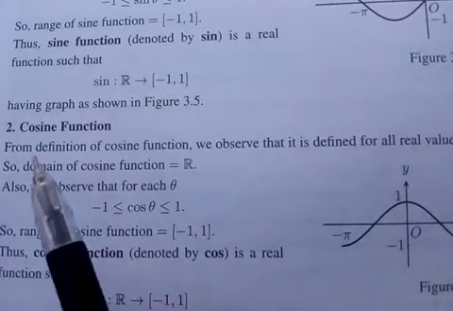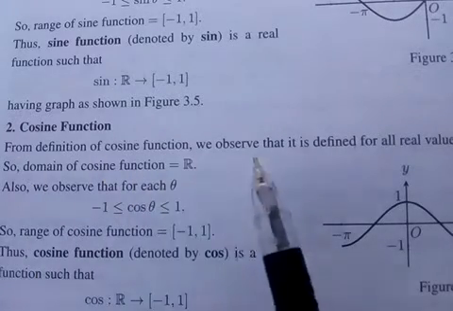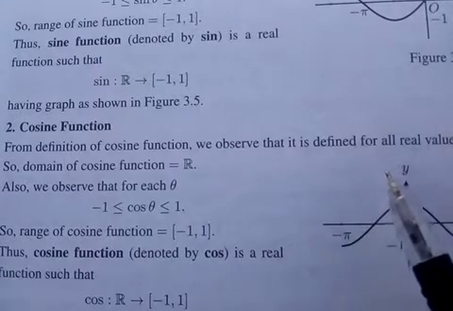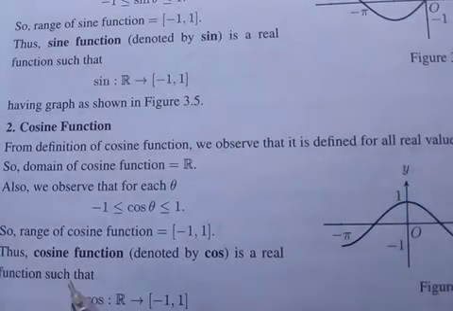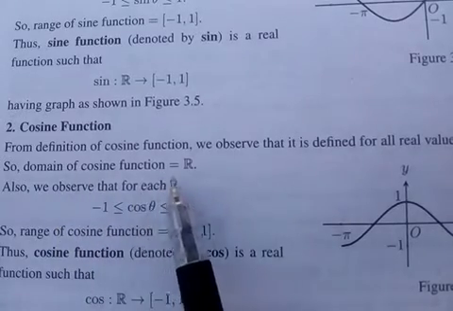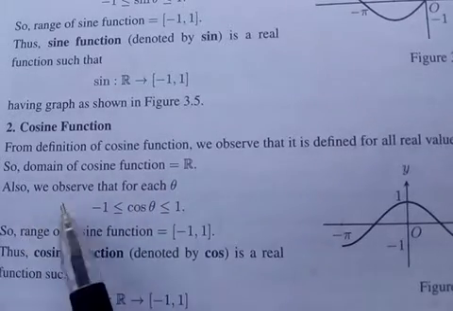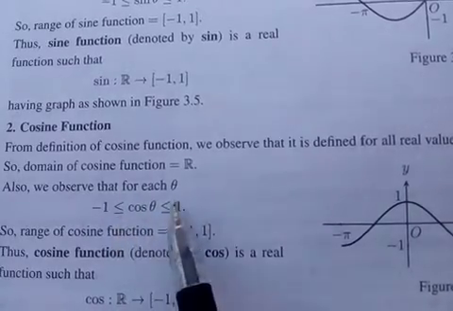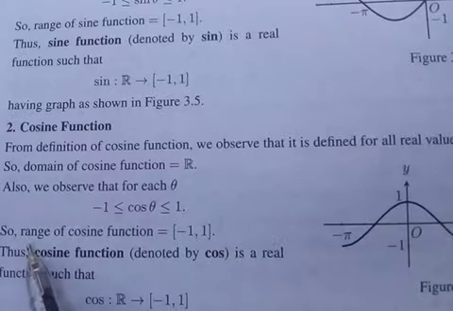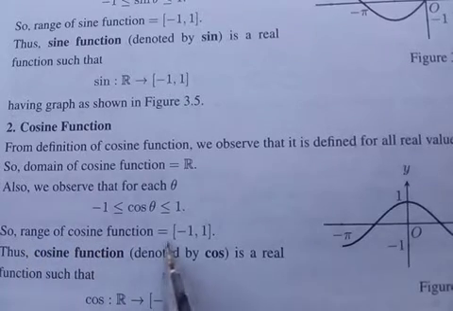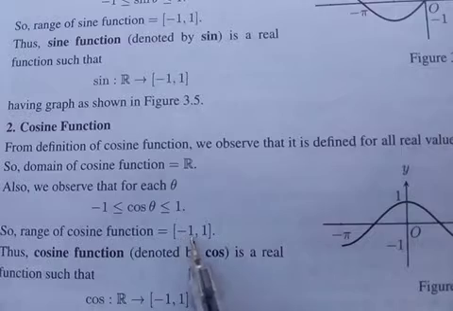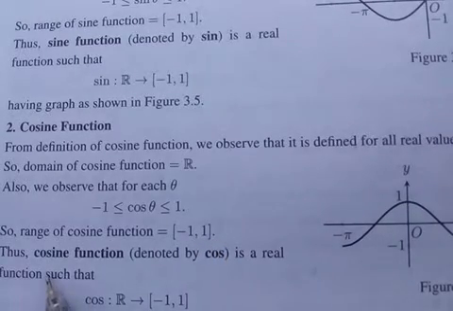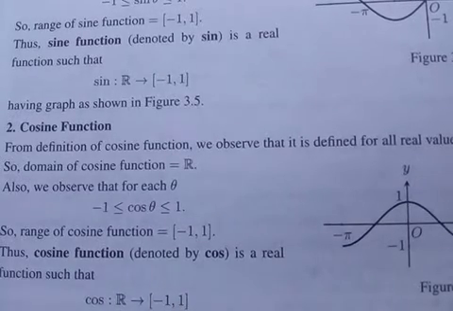Cosine function. From the definition of the cosine function, we observe that it is defined for all real values of theta. So the domain of the cosine function is R. Also we observe that for each theta, cos theta is greater than or equal to -1 and less than or equal to 1. So the range of the cosine function is the closed interval -1 to +1. Thus the cosine function is a real function such that R tends to -1 to +1.